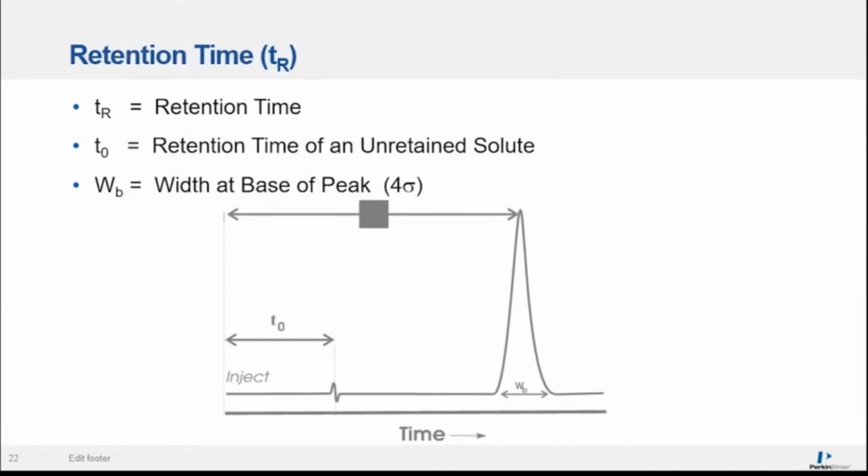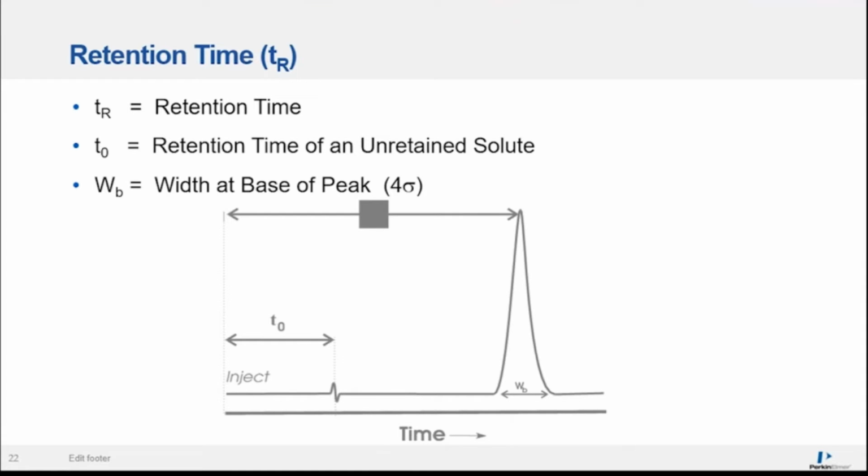Retention time. We use retention time to tentatively identify our peak by comparison to a standard. It is the amount of time it takes from when you inject the sample to when it reaches its maximum in the detector. So you measure from the point of injection to the retention time, or the top of the peak. Associated also with this is something known as the void time, or T0. This is the amount of time it takes for something that does not separate, that does not interact, to travel from the injector to the detector.